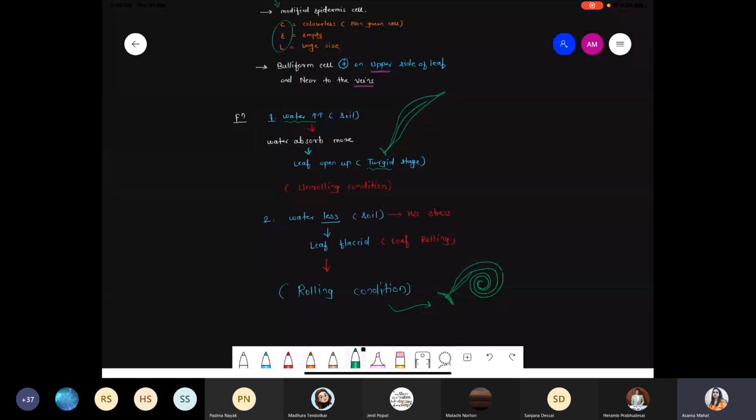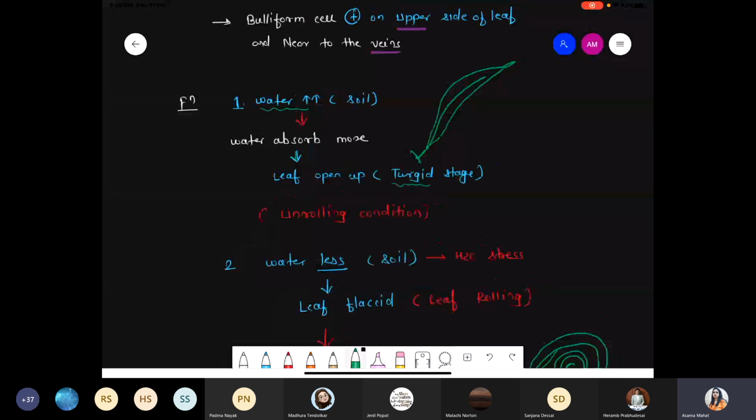Listen. First point, first condition, we are talking about the function. What is the major function of the bulliform cell, also called the motor cell? Closing and opening of the leaf, or rolling as well as unrolling of the leaf. If water is present in high amount, meaning favorable condition, it absorbs more water and they maintain their turgid state. Turgid means what? Due to water, they now have proper shape, and that leaf looks fresh. So in turgid condition, the entire leaf is exactly straight, very fresh in color, fresh in state. Such a condition is called unrolling. When water is present, that means favorable condition.